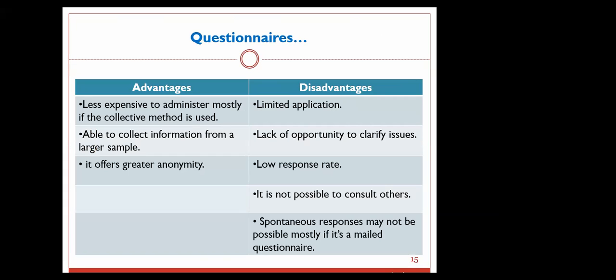So advantages of questionnaires is that they're less expensive to administer, mostly if the collective method is used. So if you find people in a group, it is very easy. Then they make it easy to collect information from a larger sample, and they offer greater anonymity in the sense that you won't actually know who said what.